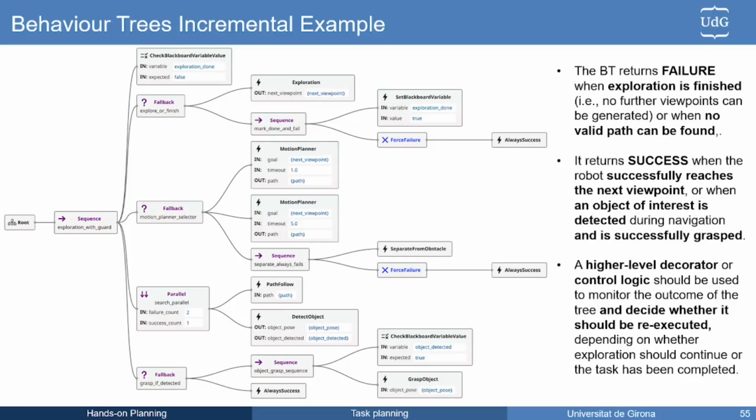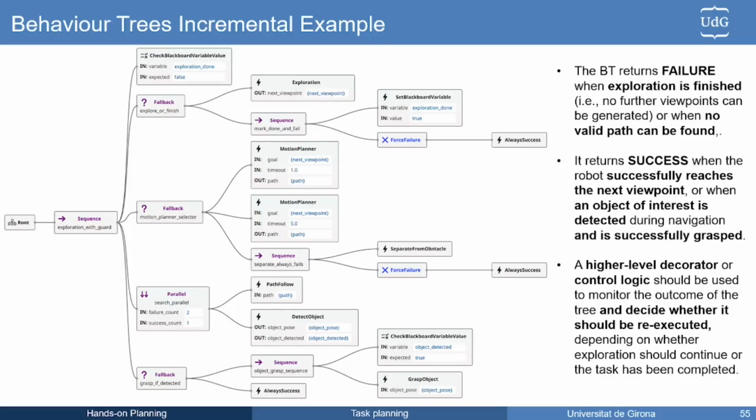And now what we have is this parallel block that, instead of executing the follow path as a sequence with exploration, we execute in parallel with this detect object. Our condition to finalize this parallel is that if either we reach the end of the path or we detect an object, if any of the two behaviors returns success, the parallel returns success. Or if any of the two returns failure, the parallel returns failure.